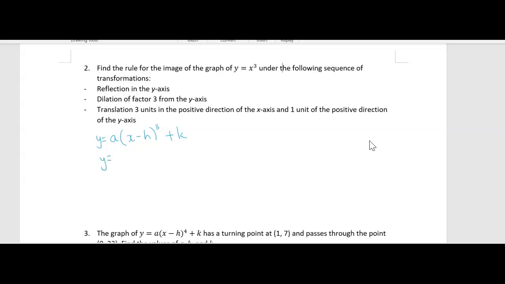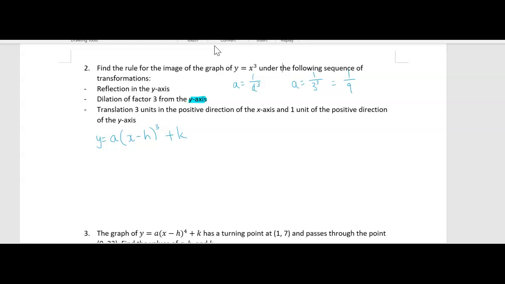So we're going to have a negative value of a. Actually, I might leave that for now. Let's look at the value of a. Because we're doing it from the y-axis, remember our rule for a dilation factor from the y-axis is a equals 1 over your dilation factor to the power of n. So in this case, the dilation factor is 3. So a is going to be 1 over d cubed, which is 1 over 9.